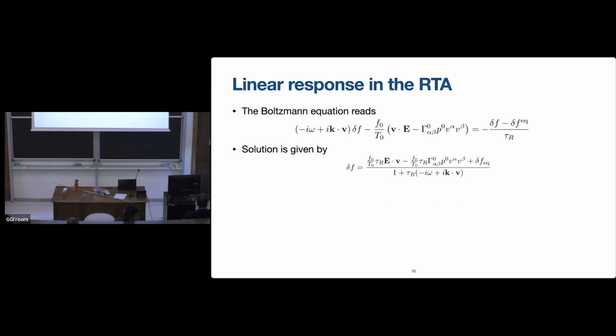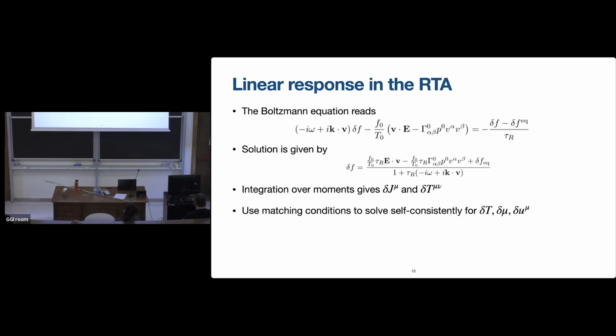And because this is in Fourier space, this is really easy to solve. You have delta F given in terms of these external sources, and also delta F equilibrium, which contains information about how your equilibrium distribution function changes. Then you integrate this, you get the current and the energy momentum tensor. The thing that's left over, maybe the trickiest part, is that delta F equilibrium contains information about how the temperature, the chemical potential, and the four-velocity change. These are hydrodynamic, macroscopic quantities on the right-hand side.